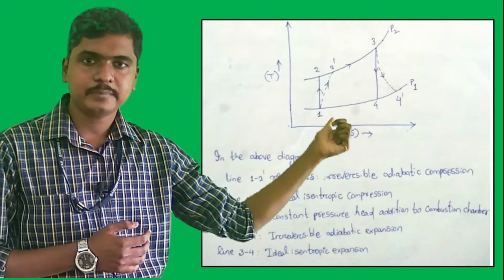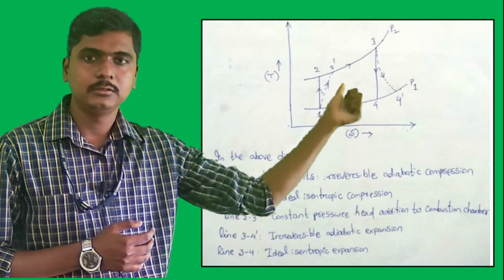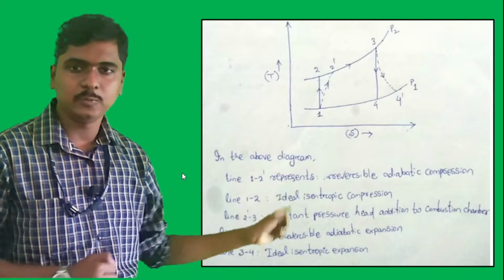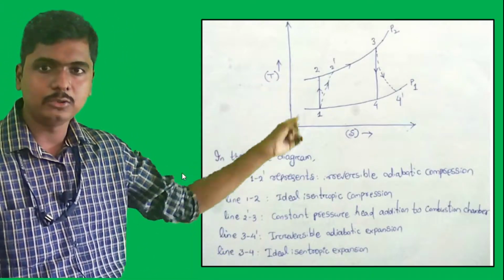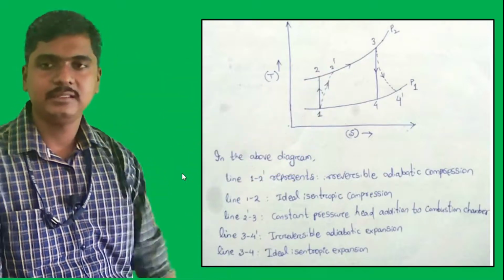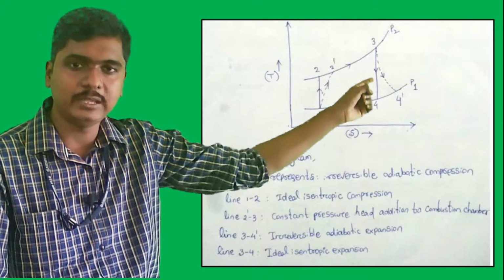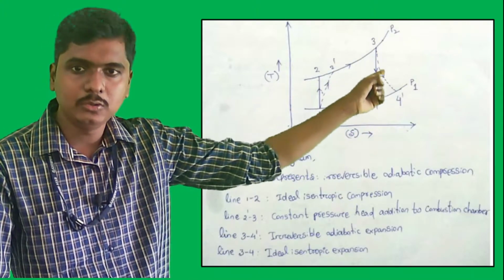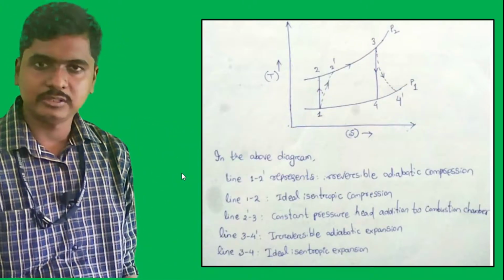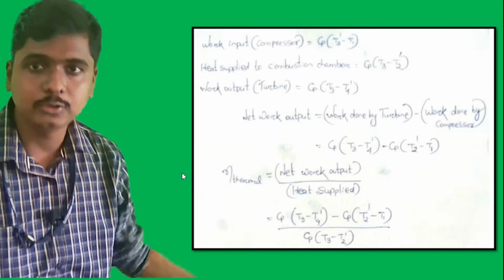That's why for the actual cycle, the process will become 1, 2 dash, 3, 4 dash. Like this the process will come. 1 to 2 is the ideal process or reversible adiabatic process. 1 to 2 dash is the actual process. Similarly 3 to 4 is the reversible adiabatic or isentropic expansion process, and 3 to 4 dash is the irreversible or actual expansion process. Clear?